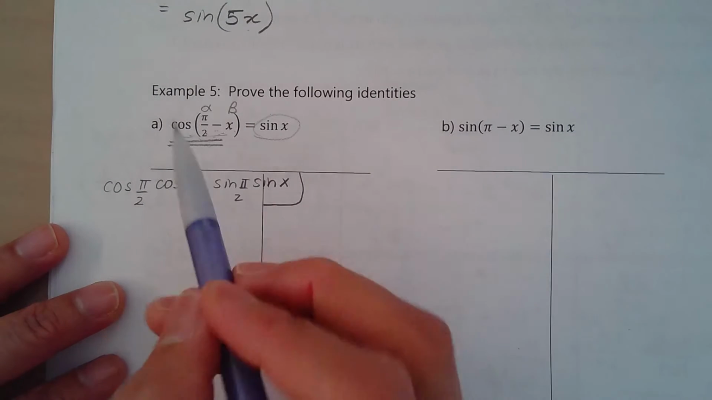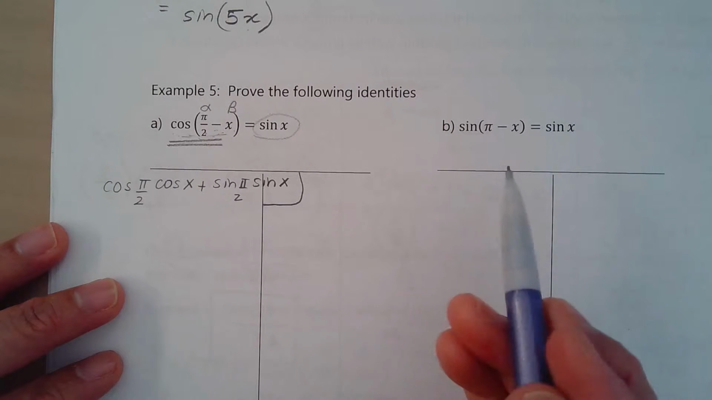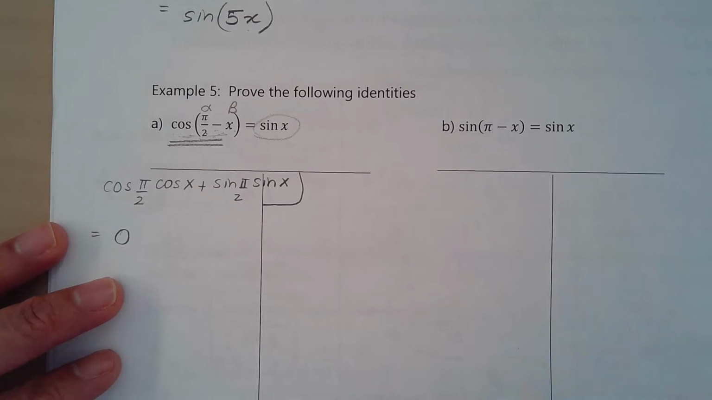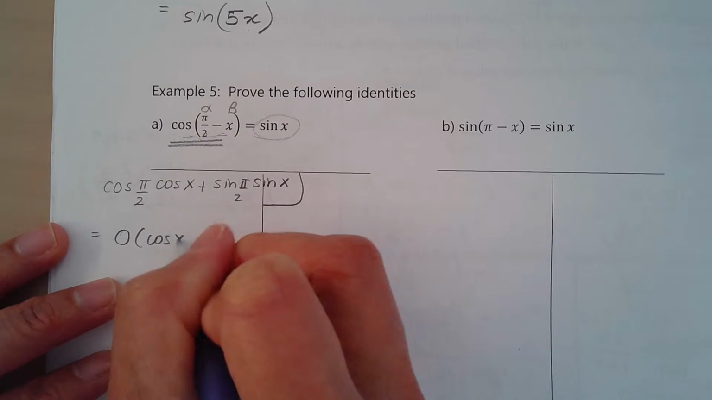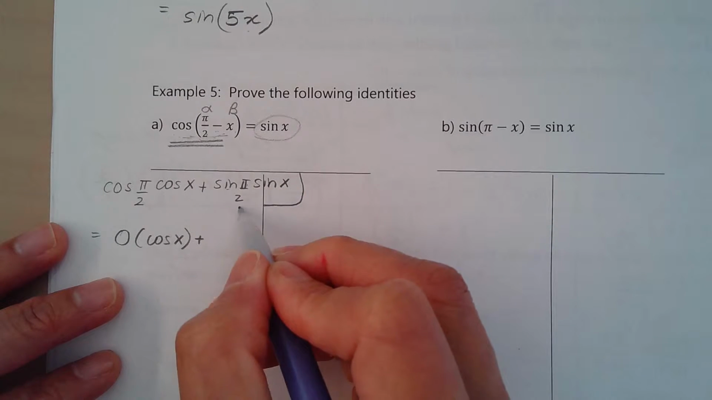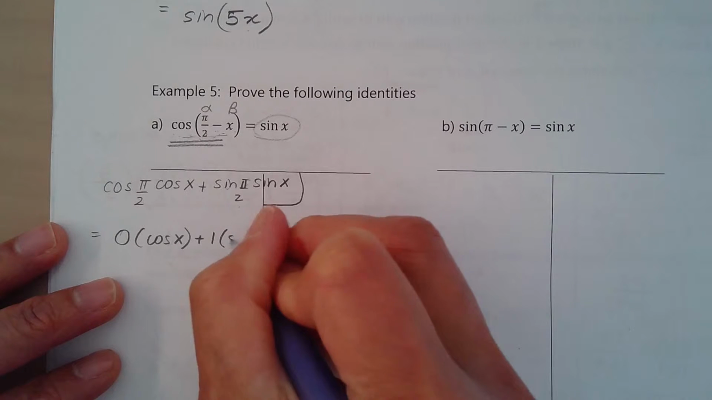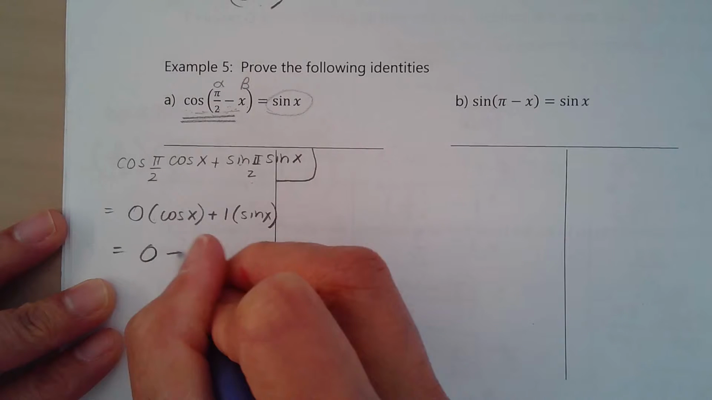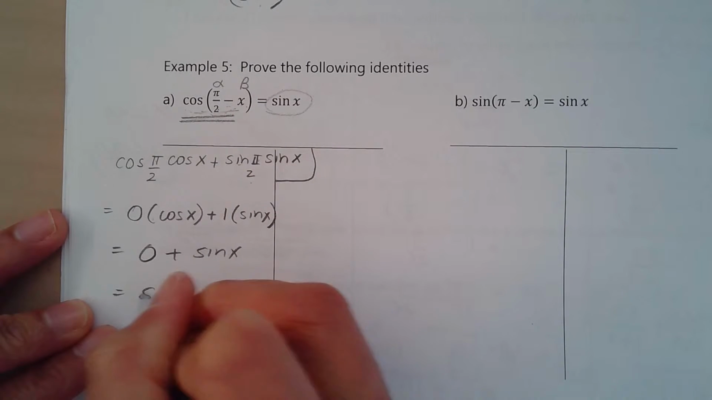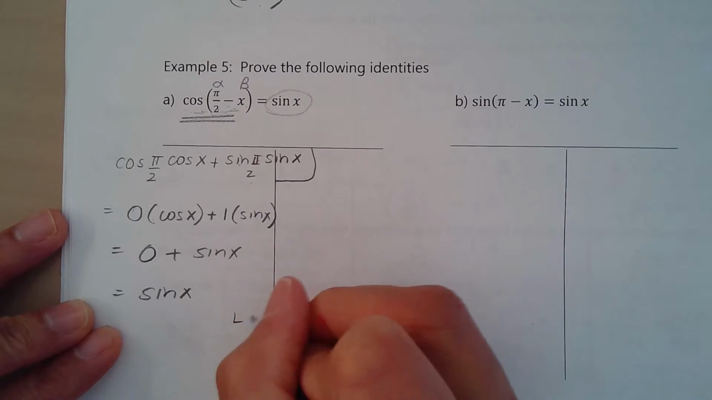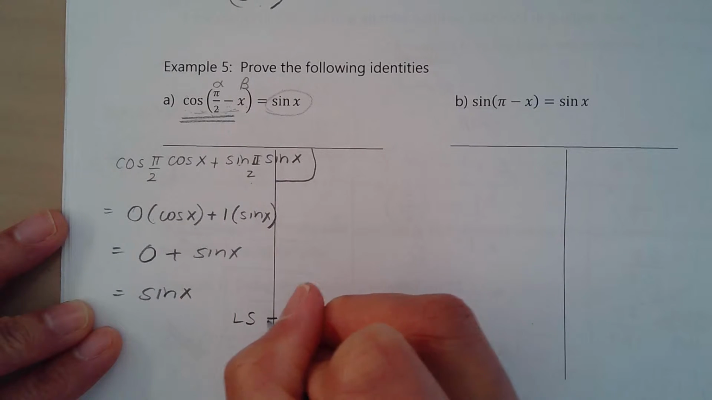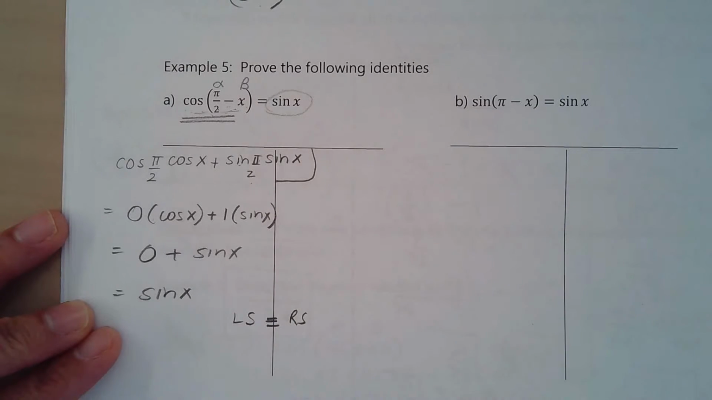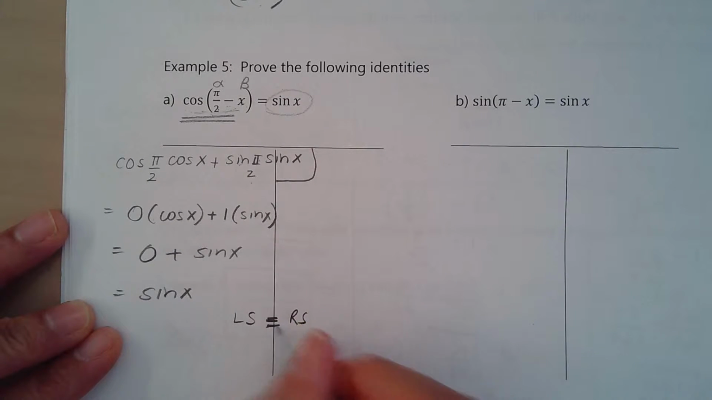Now some parts of these can be simplified further, because cos of pi over 2 is 0. So 0 times cos of x plus sine of pi half, which is 1, times sine of x. So 0 times cos of x is 0, plus sine of x. So that's sine of x. So the left side is equal to the right side.